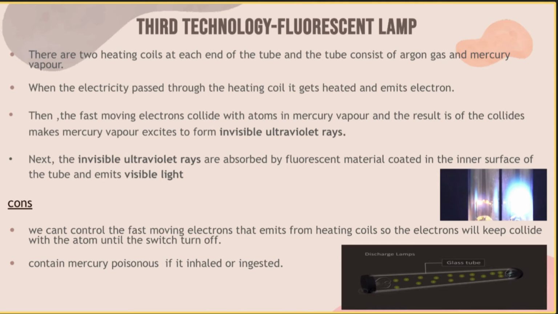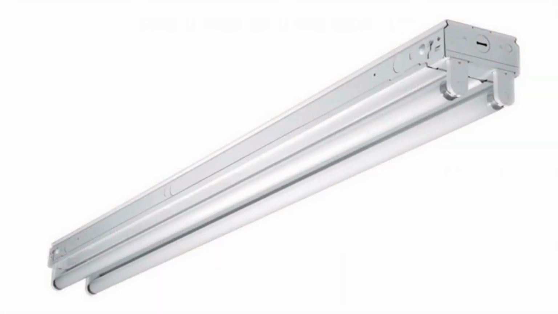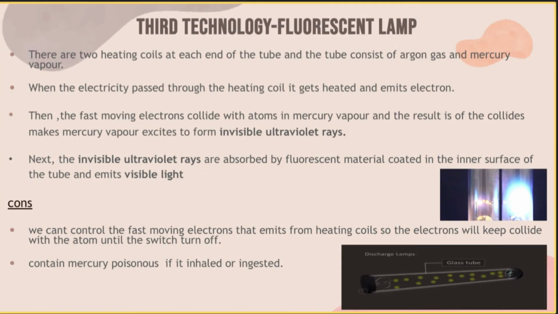So, what are the cons of using this fluorescent lamp? First, we cannot control the fast-moving electrons that are emitted from the heating coils, so the electrons will keep colliding with the atoms until the switch turns off. Also, it contains mercury, which is poisonous if inhaled or ingested.